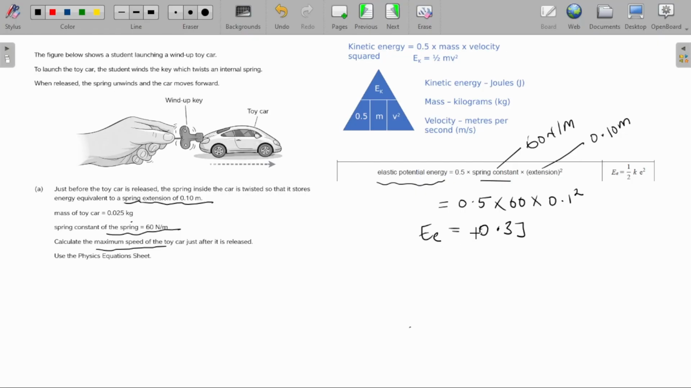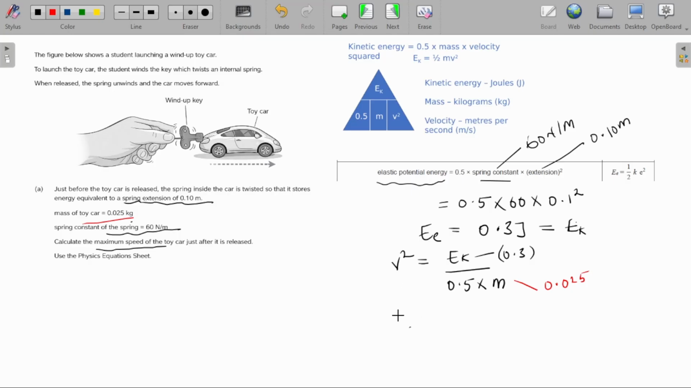Now, if you recall the law of the conservation of energy, if the elastic potential energy is equal to 0.3 joules, and that is transferred to kinetic energy, it means that this would also be equal to our kinetic energy. Now we can use this triangle to solve for the maximum speed. In this case, v squared is going to be equal to EK, which stands for kinetic energy, divided by 0.5 multiplied by m, which is the mass. The kinetic energy here is now 0.3 joules. The mass is 0.025, given in the question there.